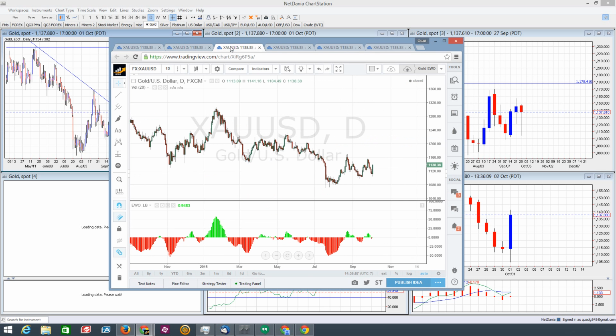And let's move along to the EWO here. Again, parking the day very close to the zero line. Again, just a very neutral picture.